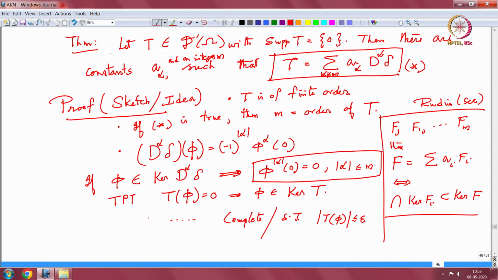Show that, and that is it. So, this is a very interesting thing, where you can really characterize the distributions by their support.